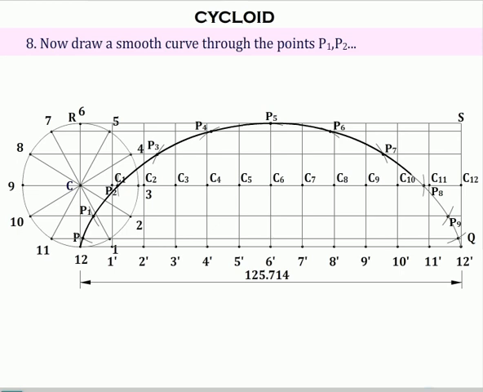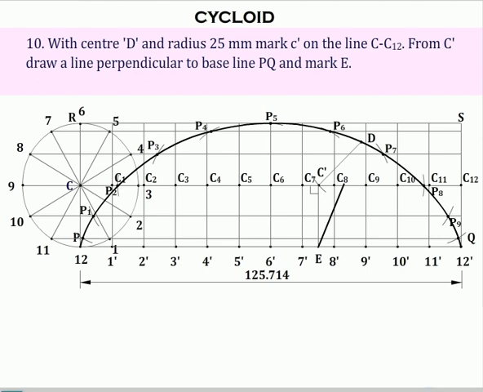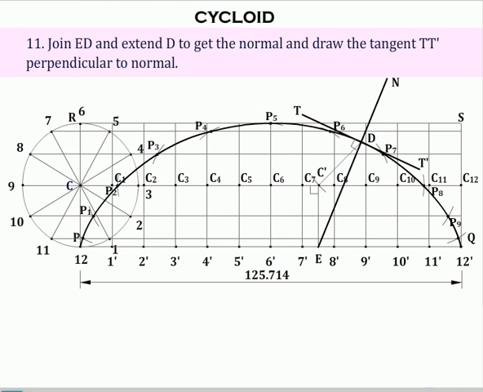To draw tangent and normal, mark any point D on the curve. With center D and radius equal to 25 mm, mark C' on the line C12. From C', draw a line perpendicular to baseline PQ and mark E. Join ED and extend it to get the normal. Now draw the tangent TT' perpendicular to the normal.